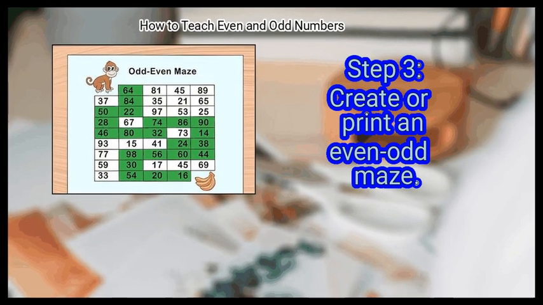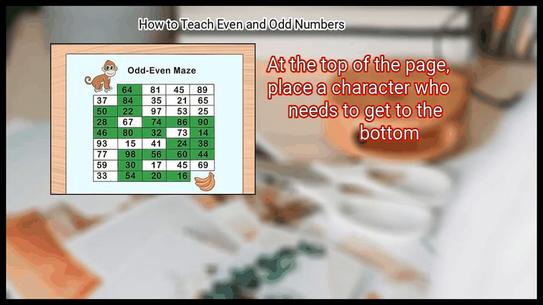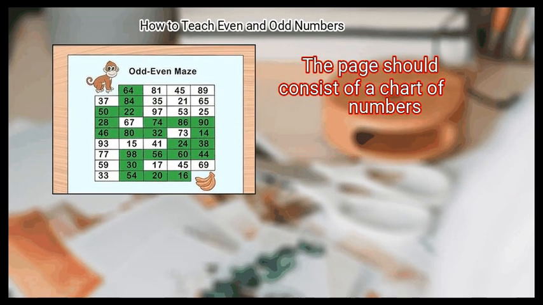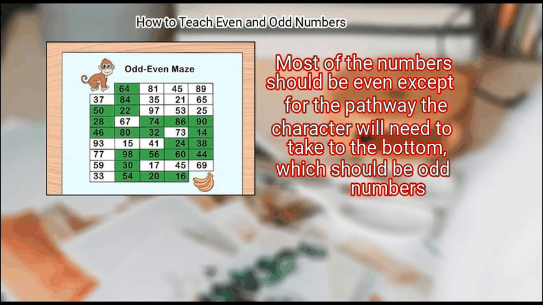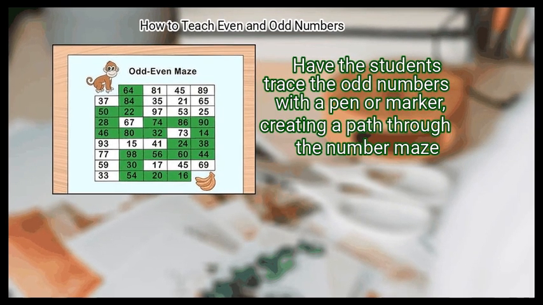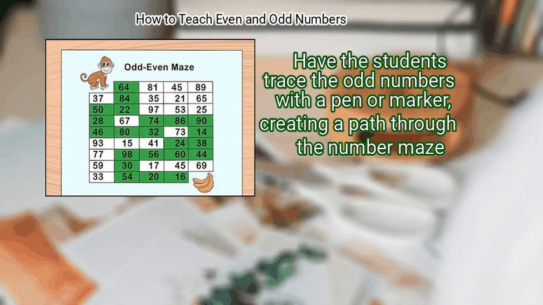Finally, create or print an even-odd maze. At the top of the page, place a character who needs to get to the bottom. The page should consist of a chart of numbers. Most of the numbers should be even except for the pathway the character will need to take to the bottom, which should be odd numbers. Have the students trace the odd numbers with a pen or marker, creating a path through the number maze.